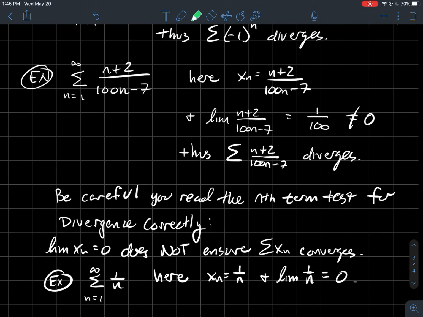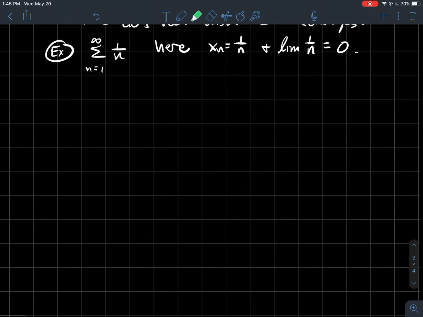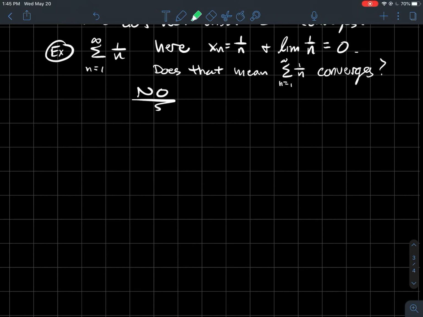So what we need to be careful about here is the fact that the terms go to 0 does not guarantee that when you add them all up, it should give you something that's finite. So does that mean that 1 over n converges? The answer is no. And so let me show you why. And so this is kind of a neat little proof.